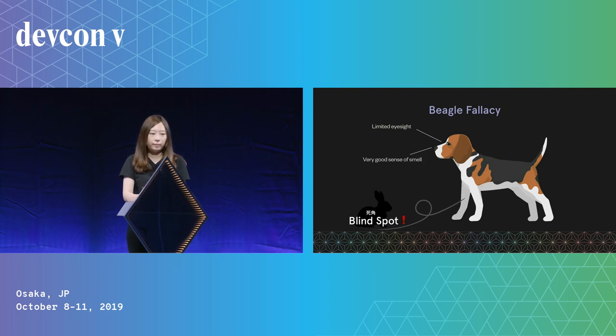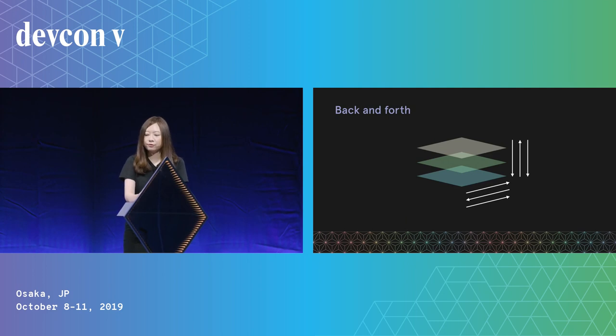The disadvantage of incremental design is that you might waste some time building scaffolding. And there's also the Biko fallacy. Biko has a very good sense of smell, but very limited eyesight. So it's possible the prey is just in front of them, but downwind, so they can't see the prey even if it's very close. It's the same in protocol design. That's why we usually have to go back and forth to fix problems that are hidden somewhere.